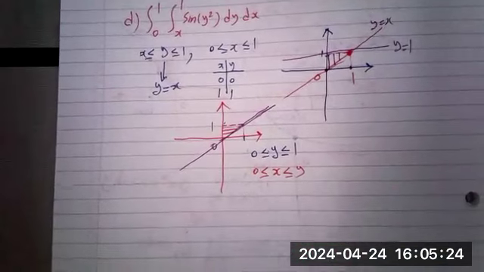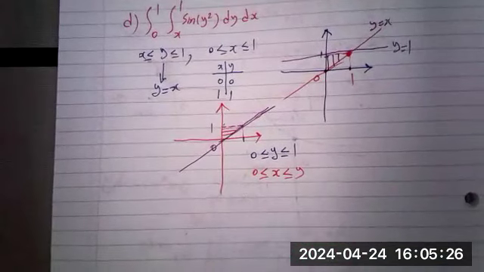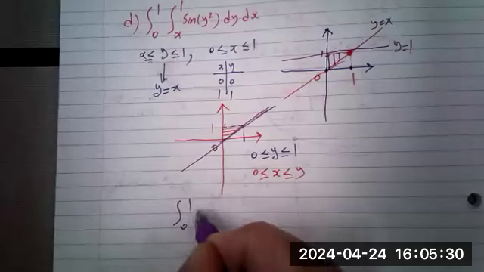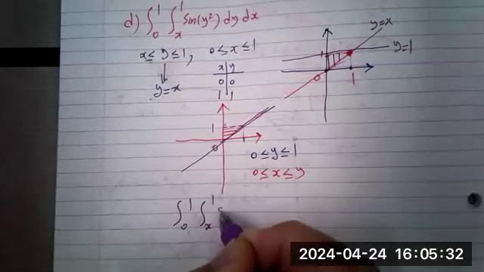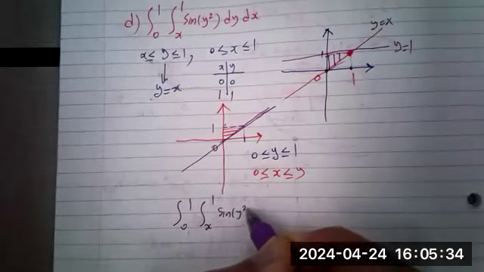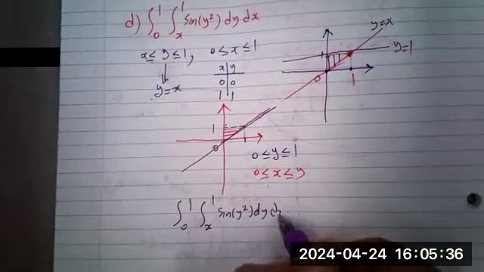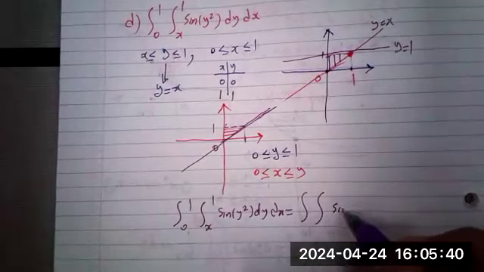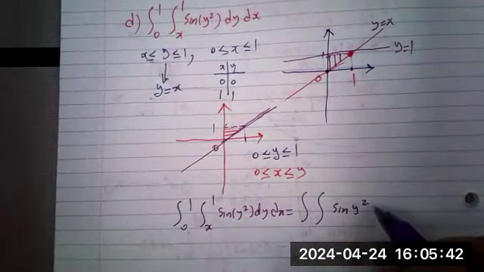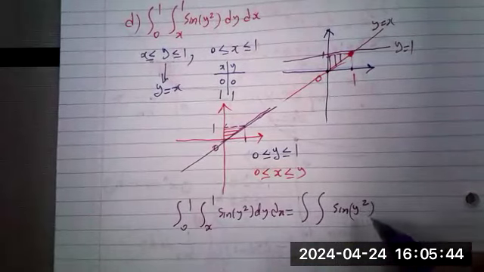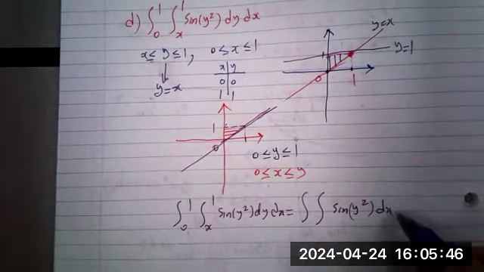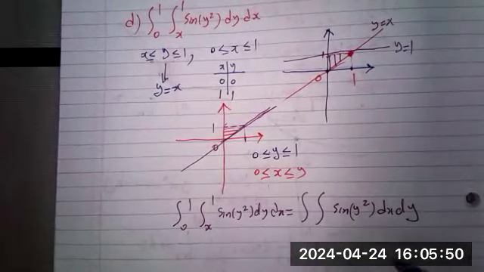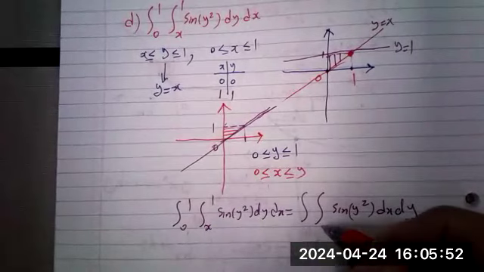So rewrite the integral and then do that. Any question? So this is it. The original one, the integral from 0 to 1, x to 1, of sine of y squared dy dx, is switched into the integral of sine of y squared dx dy. So our x is going to be between 0 and y.